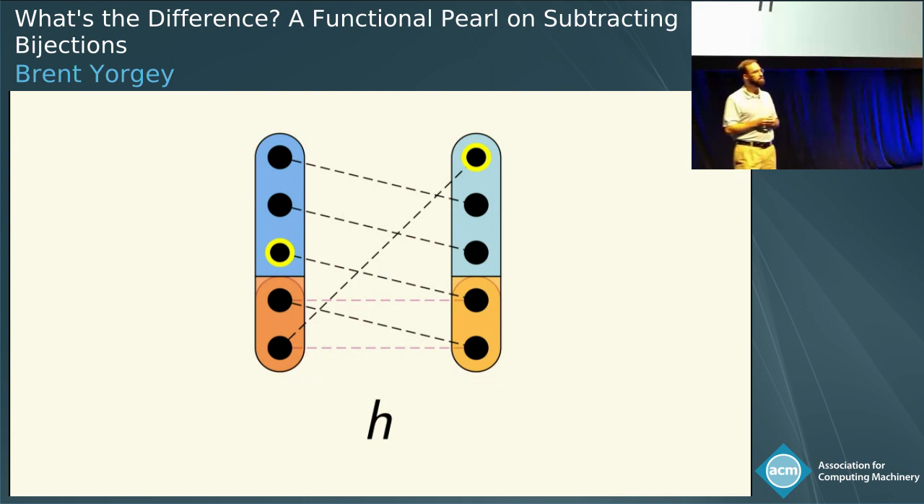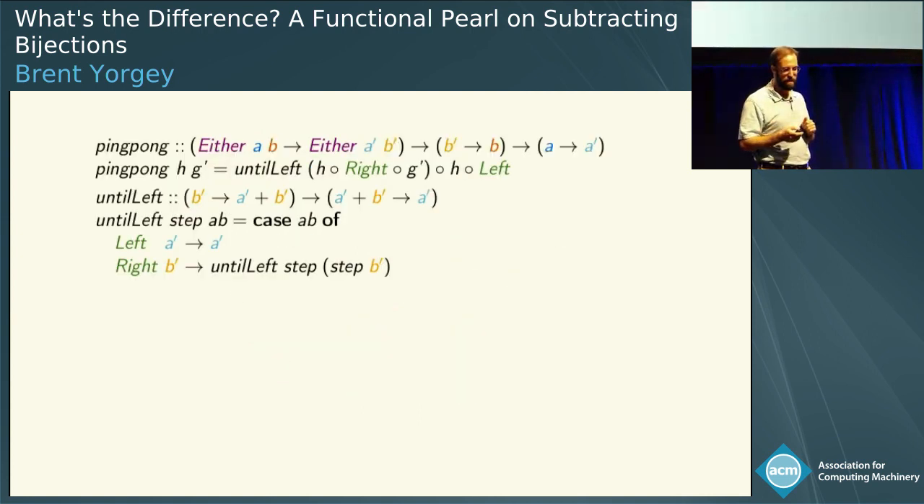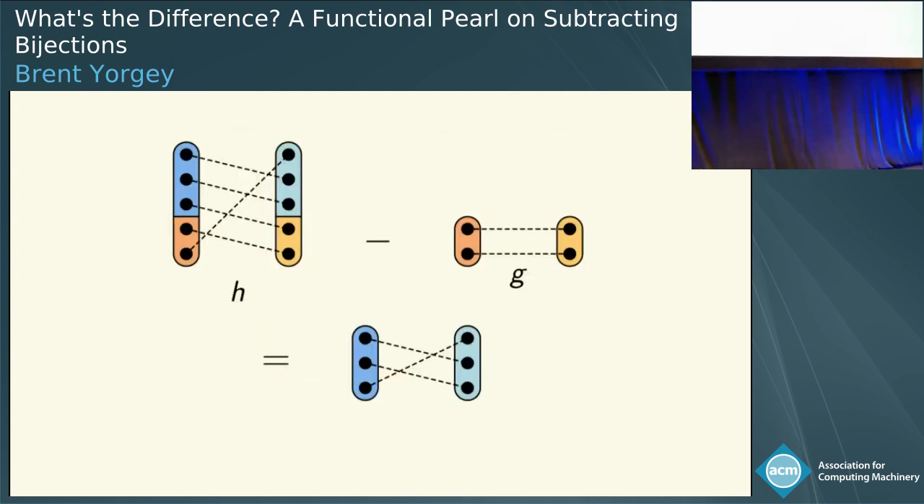I'll let you think about why this always works. You can read more about it in the paper. It's a nice little puzzle to convince yourself that it'll always terminate, and it always gives you something that is a bijection. Okay, so, oops. There we go. Okay, so this is in fact what we get, right? This is the output of doing this subtraction. We get this bijection.